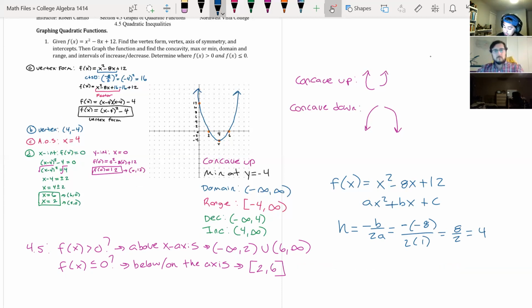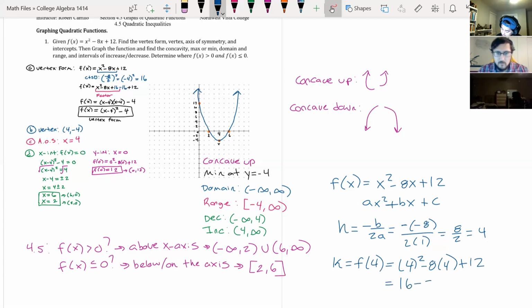And then to find the k value, you're going to take this 4 and plug it into the function. Because if you plug in an x, it's going to give us a y. So we're going to say f of 4, and you'll get 4 squared minus 8 times 4 plus 12.